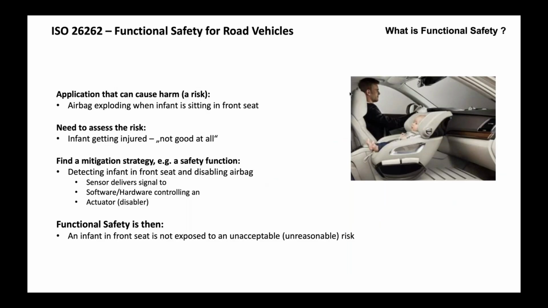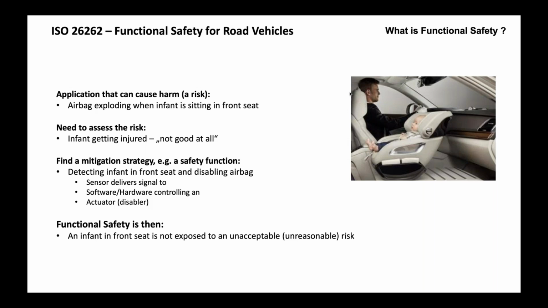So what is functional safety? We can look at an example to understand the answer to this question. If there is an application that can cause harm, we can take the example of an airbag exploding when an infant is sitting in the front seat. Then we need to assess the risk. An infant getting injured is not good at all. And then we need to find a mitigation strategy, or so-called safety function. In this case, we can detect the infant in the front seat and disable the airbag.